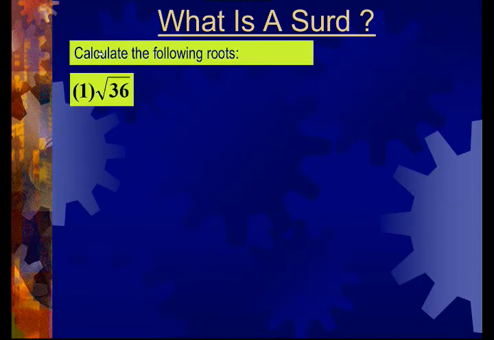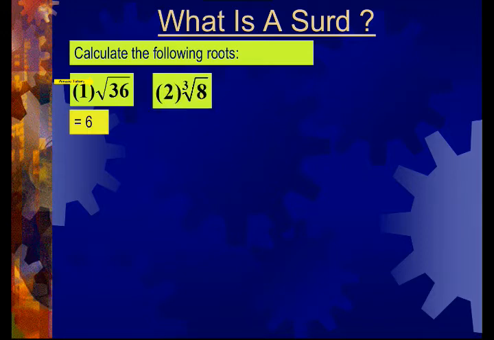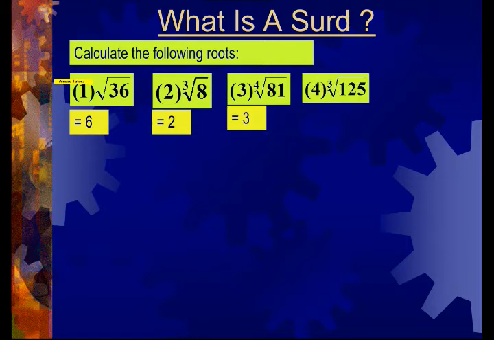So we know what is square root of 36. What is square root of 36? Which is simply 6. Isn't it? Now, next question. Cube root of 8, that is obviously equal to 2. Now, fourth root of 81, it is 3. Cube root of 125, again 5. We know all these facts.